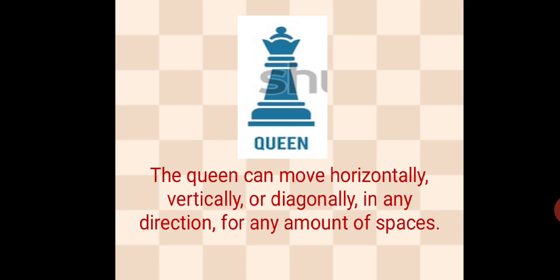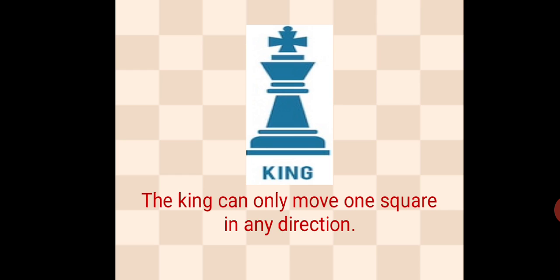And last, the king. The most important piece in the game is the king. It can move forward and backward in any direction, one square at a time. So, what to remember? The king can only move one square in any direction. Okay, children? So, these are the initial and basic information regarding the game of chess.